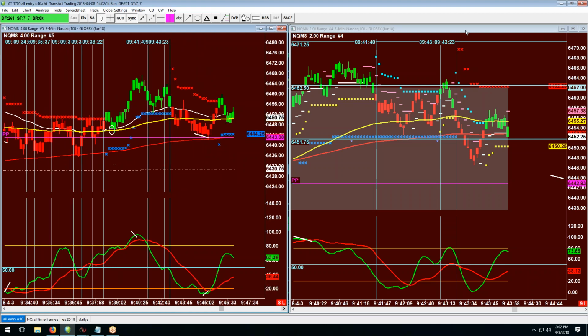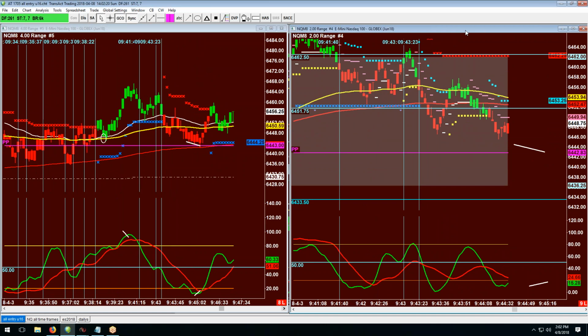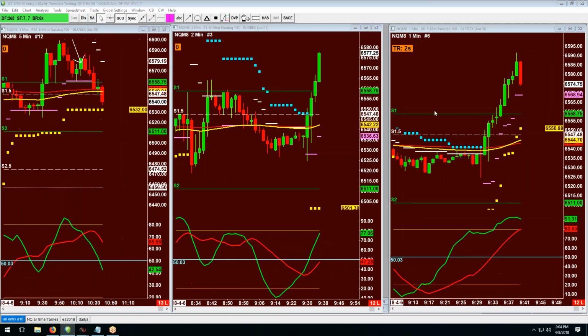So I'm going to move on to a couple time-based charts, and I'll show you the exact same time frame that we just went over so you can compare using the time-based charts. Okay, so what you're looking at now is I have a 1 minute on the far right, a 2 minute in the center, and a 5 minute on the left.